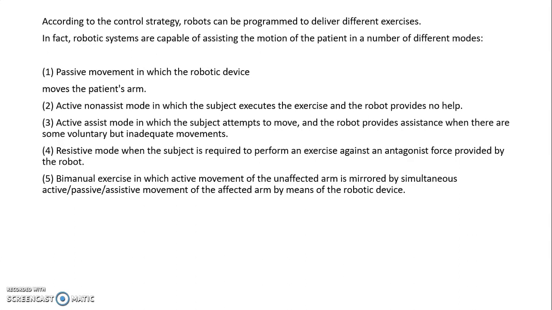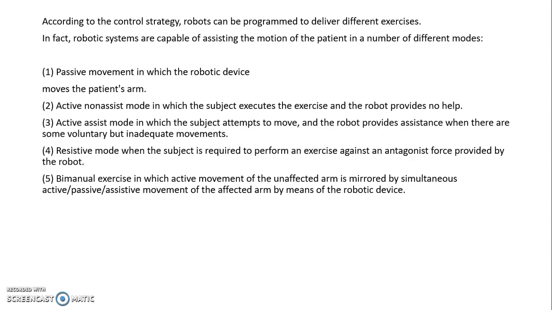So these kinds of exercises are basically useful whenever synchronization and synchronized movement of both cortices is needed, especially for patients having problems with any corpus callosal injury. They will have difficulty in performing bimanual exercise. In those cases robotics can also be helpful, in an active mode in which active movement of the unaffected arm is mirrored by simultaneous active, passive or assisted movement of the affected arm by means of a robotic device.